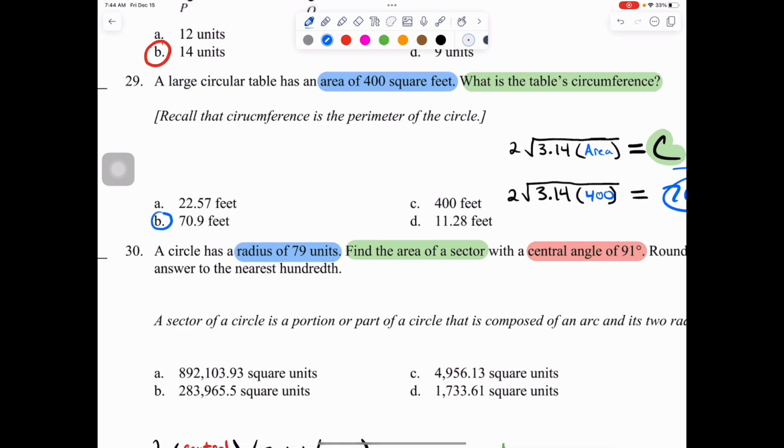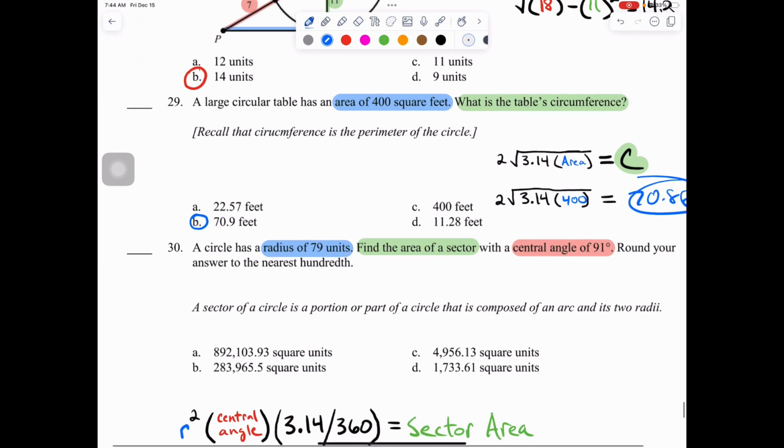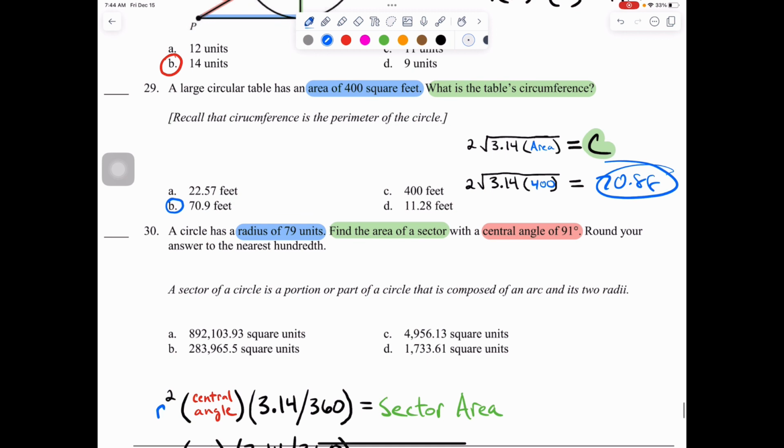Sorry that I'm just kind of rushing through, but ones like this where I've added the formula, if we just plop that in and we know exactly what to plug and chug, well, it's just a calculator problem.